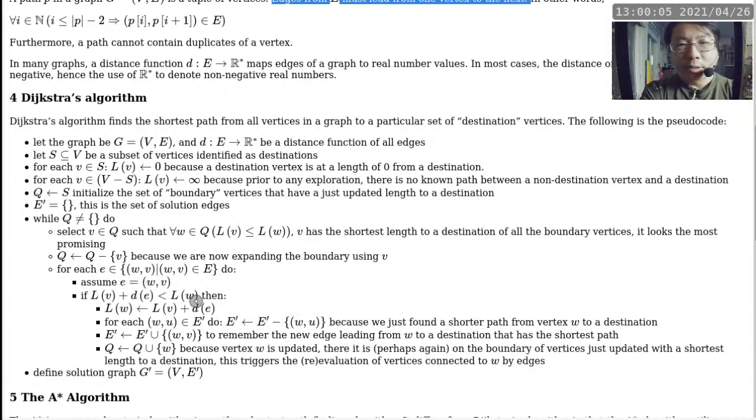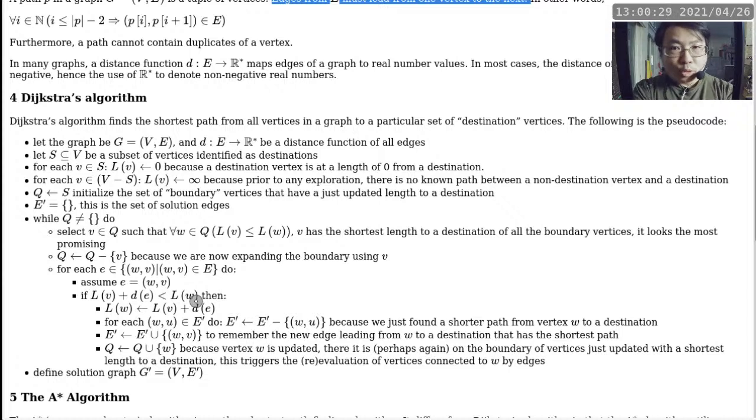Okay, there we go. So it is very important to understand that's what the L value is representing. It's not representing the length of the actual shortest path. It is representing the length of the shortest path discovered up to this point of running the algorithm. That is the important part, okay? All right.